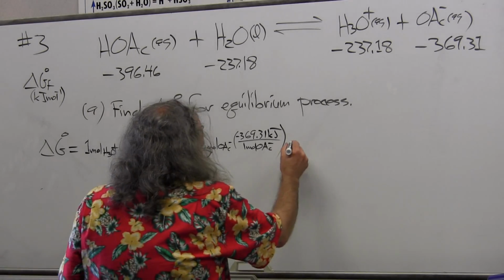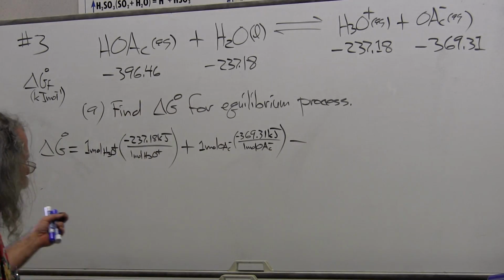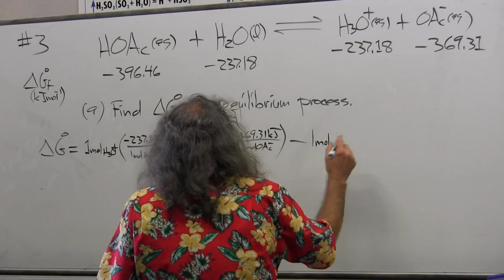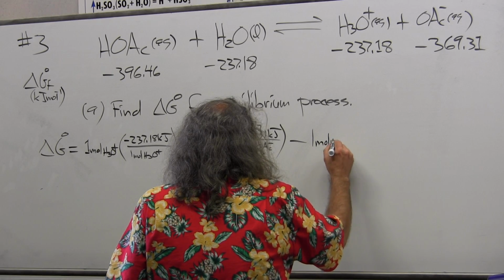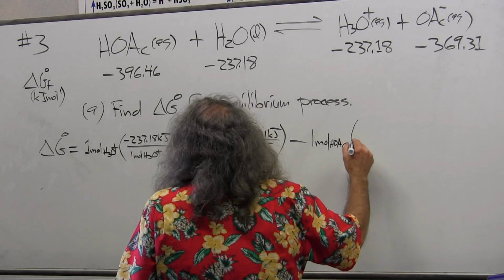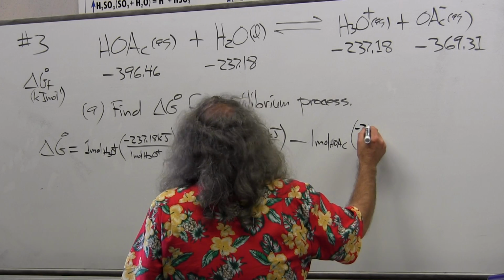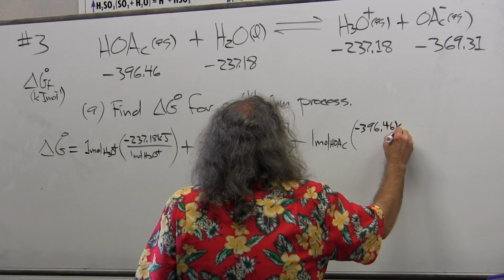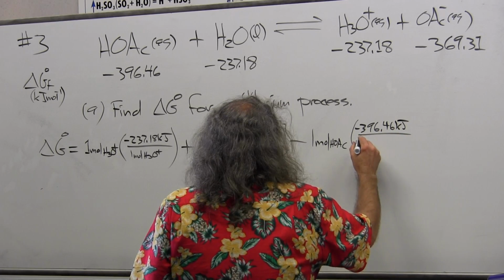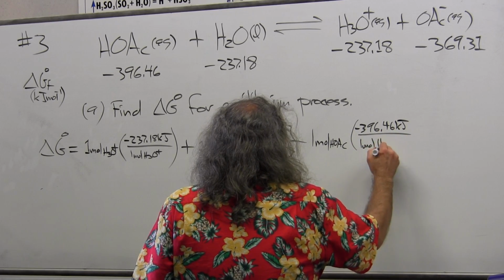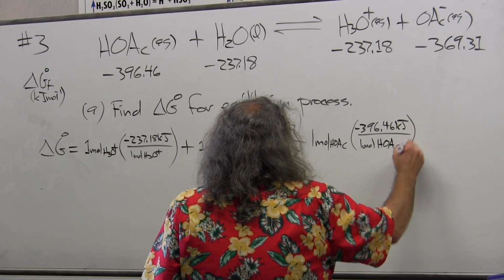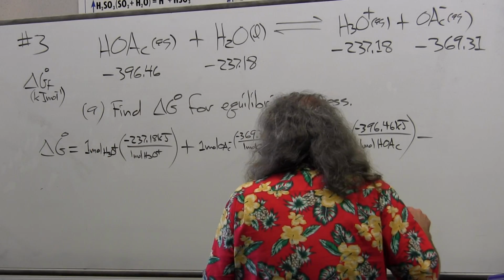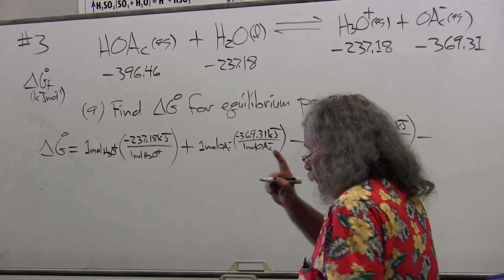Okay? Now minus the reactants, and there is 1 mole of acetic acid, and it's minus 396.46 kilojoules for every 1 mole of acetic acid. And then minus 1 mole.